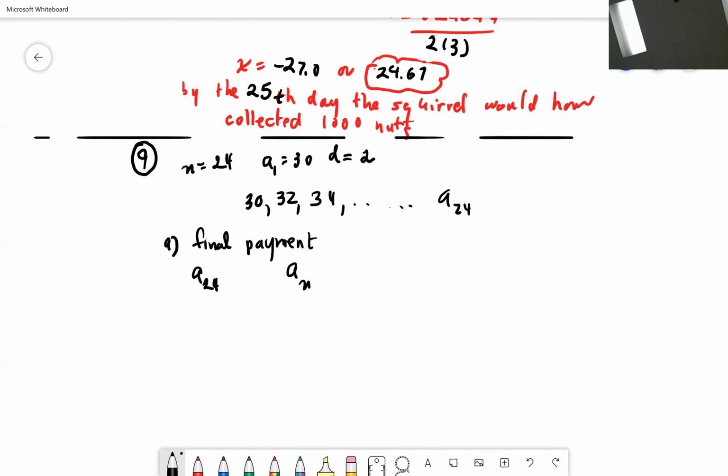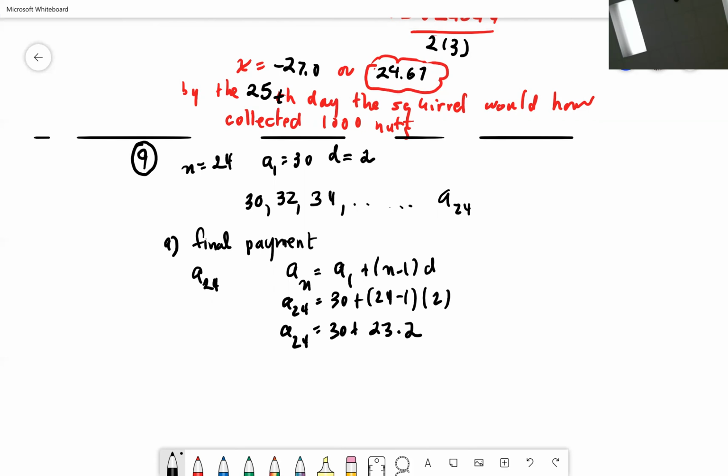So if we look at our formula, a sub n, for determining a particular term of a known arithmetic progression or sequence, we have the following formula. So a sub 24 must equal 30 plus 24 minus 1 times 2. So a sub 24 equals 30 plus 23 times 2. So it should be 30 plus, well, that's 46. So we're going to end up with 76. So her final payment is 76.